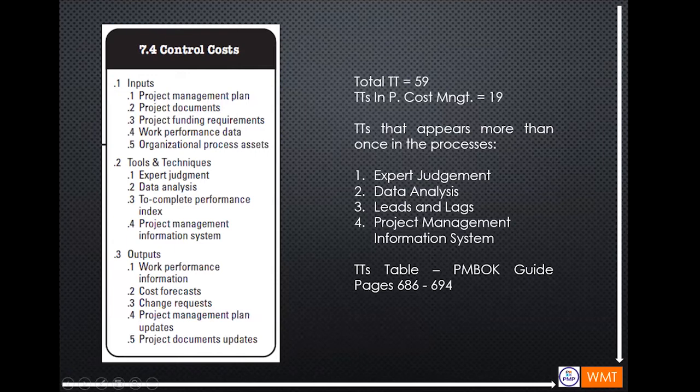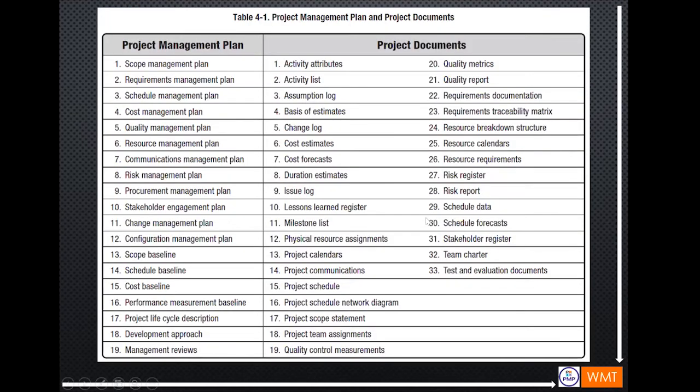So as I said before, there's 59 tools and techniques. Then under the project cost management, there are only 19 that they use. And then the tools and techniques that appear more than once are expert judgment, data analysis, leads and lags, and project management information system. So I already explained this in the previous topic.